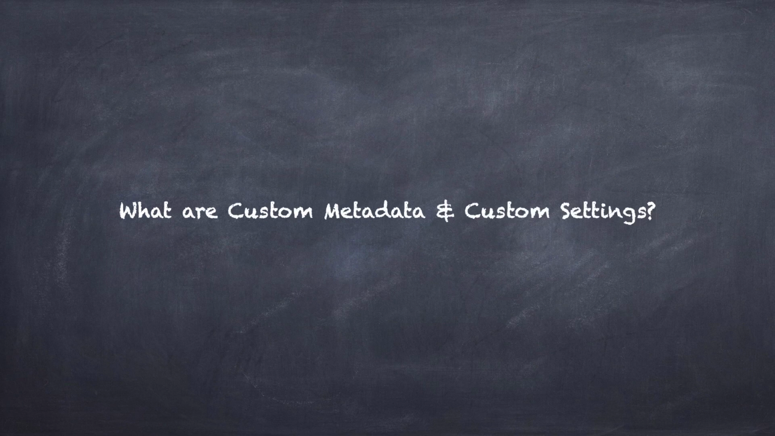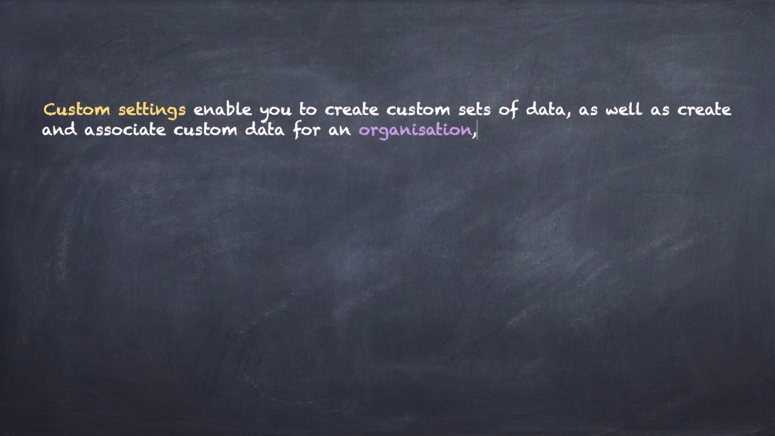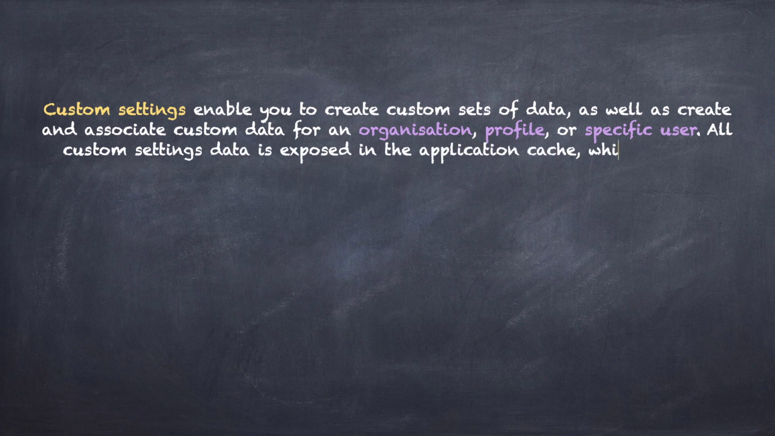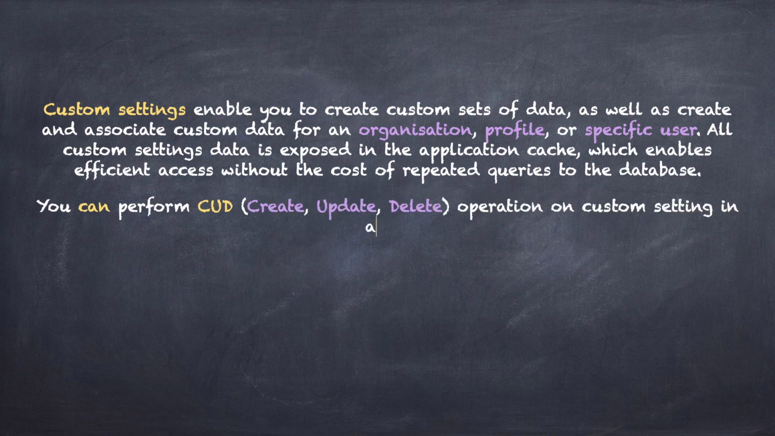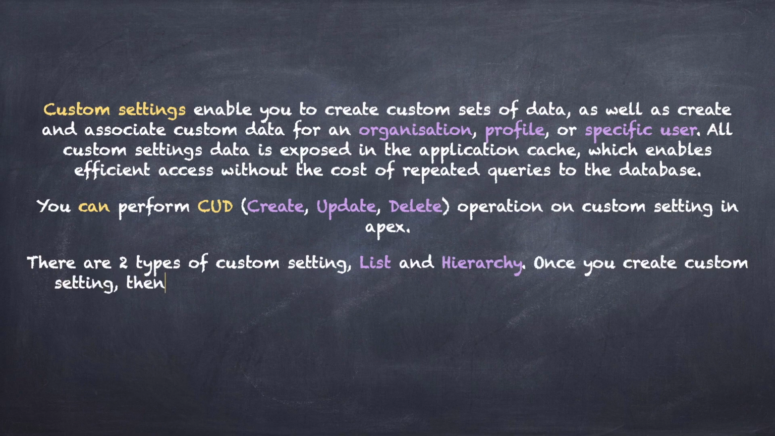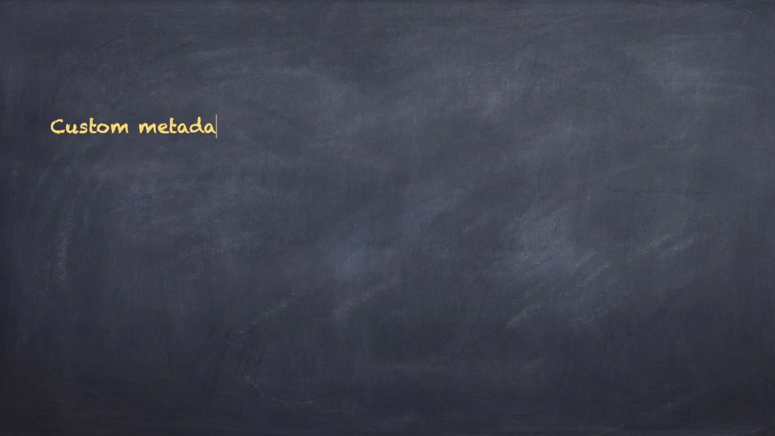What are custom metadata and custom settings? So custom settings enable you to create custom sets of data as well as create and associate custom data for an organization, profile, or specific user. All custom settings data is exposed in the application cache, which enables efficient access without the cost of repeated queries to the database. You can perform create, update, delete operations on custom settings in Apex, and there are 2 types of settings, list and hierarchy. Once you create a custom setting, you cannot switch between them. Also, custom settings do not support relationship fields.